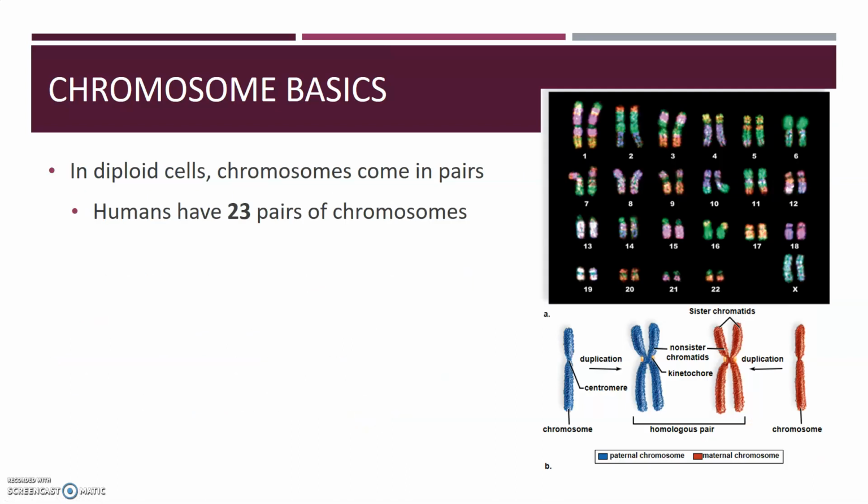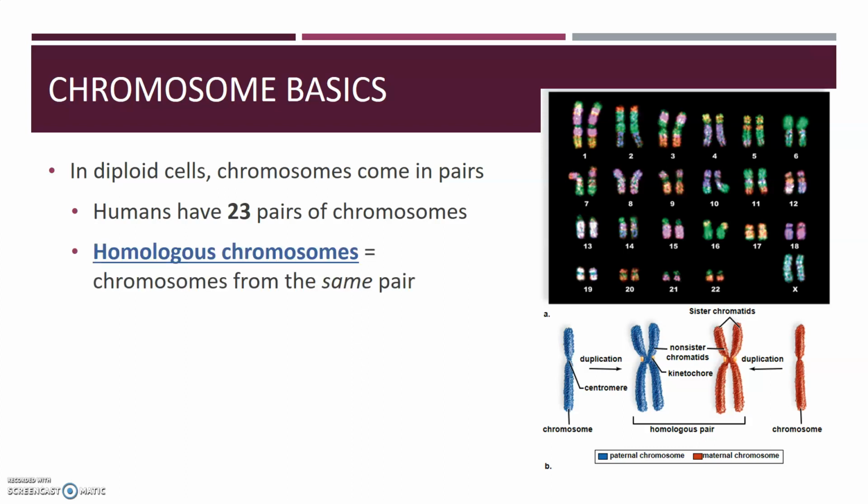In diploid cells, or in most of the cells in our body, chromosomes come in pairs, right? Because you have to have 2 copies of each chromosome. Humans have 22 chromosomes as well as a sex chromosome to make a total of 23 different chromosomes. And these chromosomes come in pairs. So we have a total of 46 chromosomes in our normal body cells.